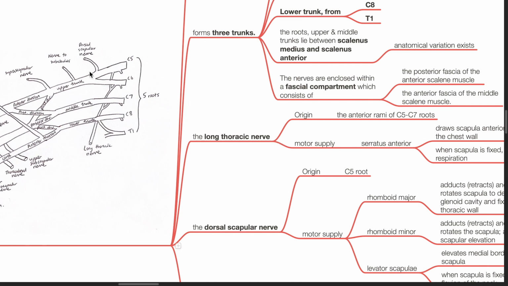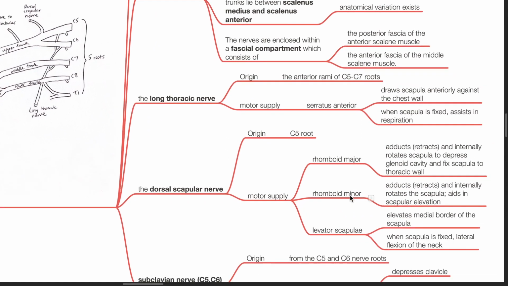The dorsal scapular nerve originates from the C5 root. It supplies the rhomboids, major and minor, and the levator scapulae.